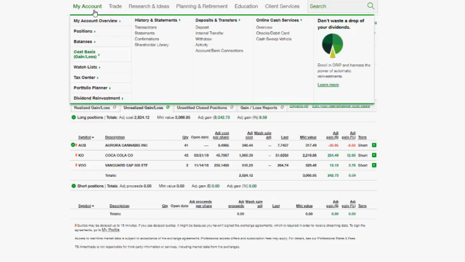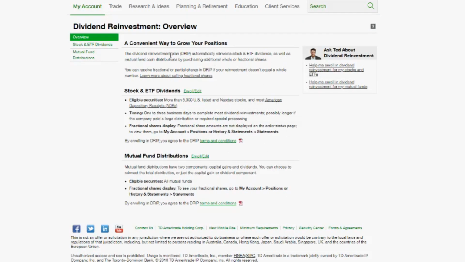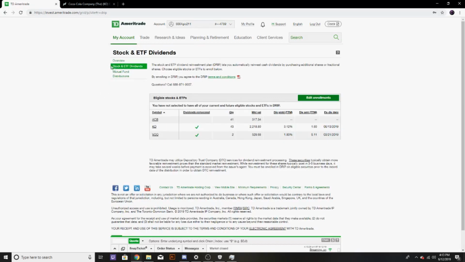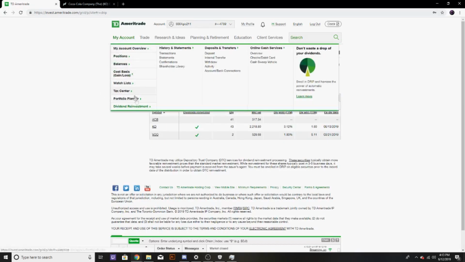$300 a year is fine to take for sure. But the power of this investing and the passive income will come later on once you've built it up. So if you really want this for passive income now, I would not set up a dividend reinvestment plan. But if you want it later in the future, to make more money, definitely set this up. So I'm going to show you guys how to do that now. And you're going to want to go to your stock and ETF dividends. This is on TD Ameritrade, which I showed you guys in my last video how to set up an account on here.